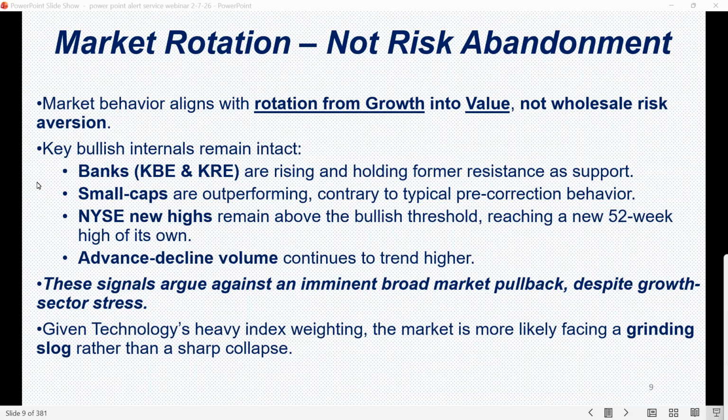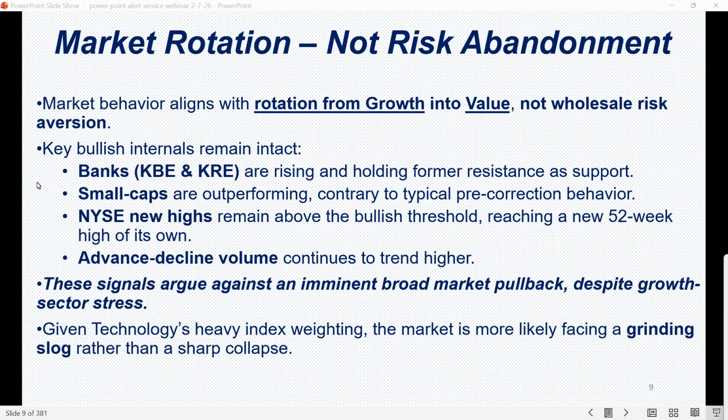Now, key bullish internals remain intact. When you look at the bank sector, the KBE or the KRE, they're still a rising sector, okay? And they're still holding former resistance as support. Also, small caps continue to outperform, and that's contrary to the typical pre-correction behavior we've seen in past years. Also, the NYSE new highs were made above the bullish threshold level, reaching a new 52-week high of its own, and the advance-decline line volumes continue to trend higher. So we're still seeing decent signals for this rotation to hold up.